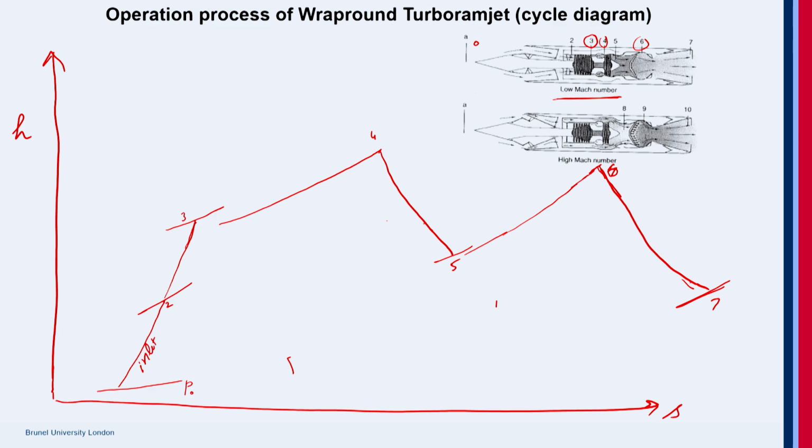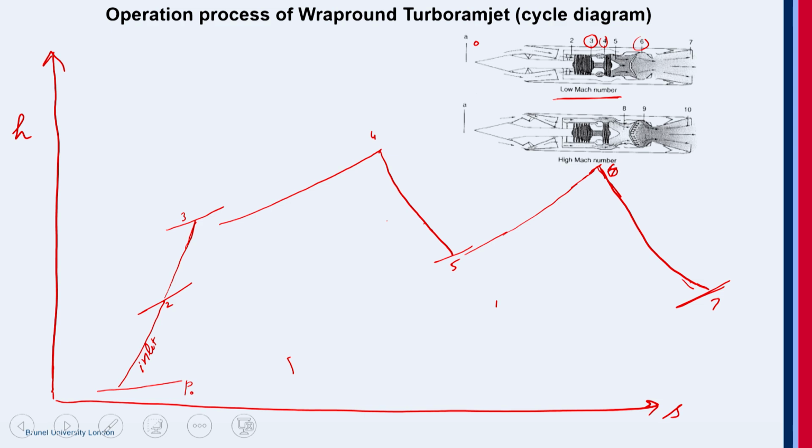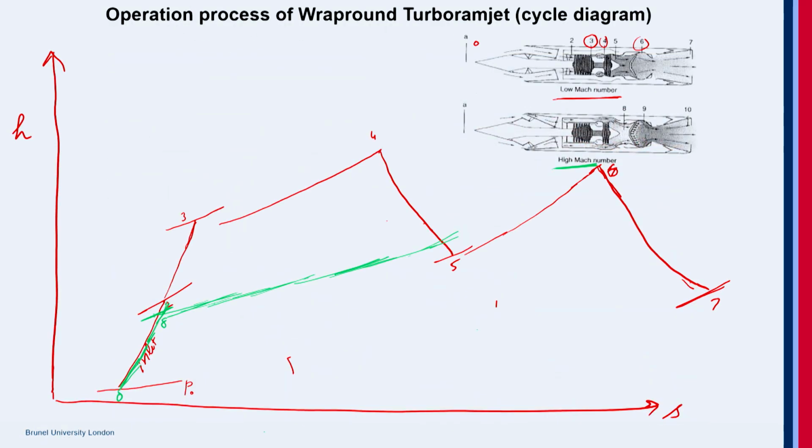Now, on top of it, when it has reached the appropriate Mach number, then this is what you see here. At high Mach number, you have this inlet going from 0 to 8, whichever the place is, depending on the speed. Then the combustion takes place, 8 to 9, the combustion takes place.